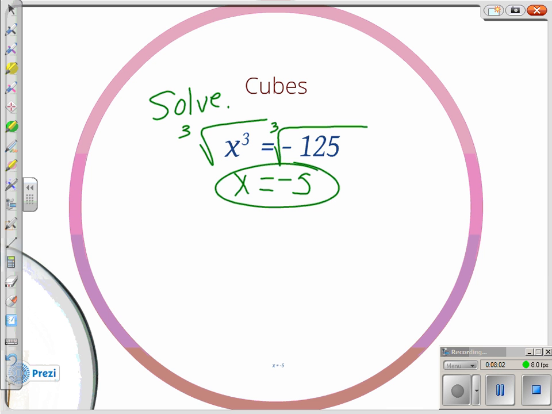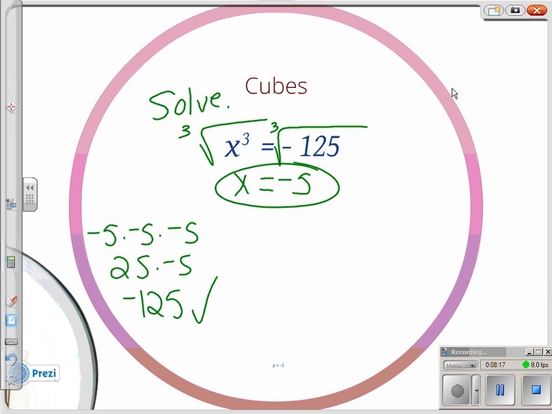Make sure your equal signs are lined up. There's our answer. So what do I mean by that? So that's negative 5 times negative 5 times negative 5. 25 times negative 5 is negative 125. We did a great job on that. Final answer.